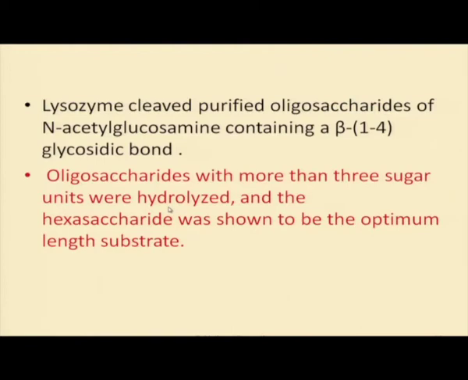And he also found that the oligosaccharides with more than 3 sugar units were also hydrolyzed, and the hexasaccharide was known to be the optimum length substrate. So lysozyme is capable of cleaving the NAG which contains the beta-1,4 linkage, and also any containing the hexasaccharides, which were optimum length. Wherever this is present, the lysozyme could go and cause cleavage.